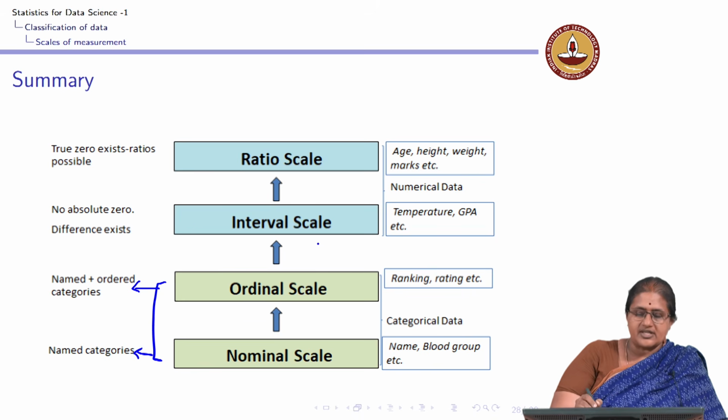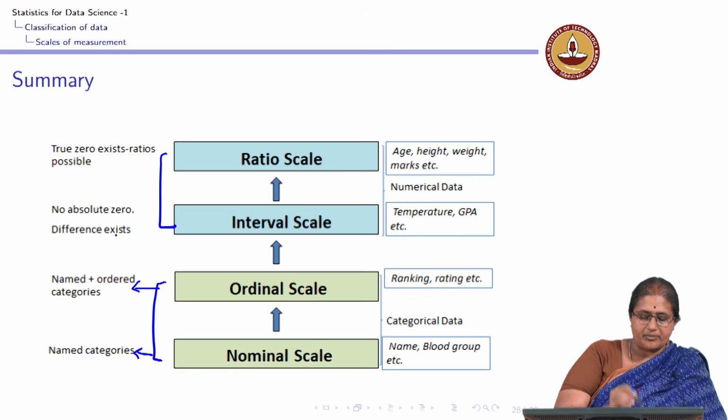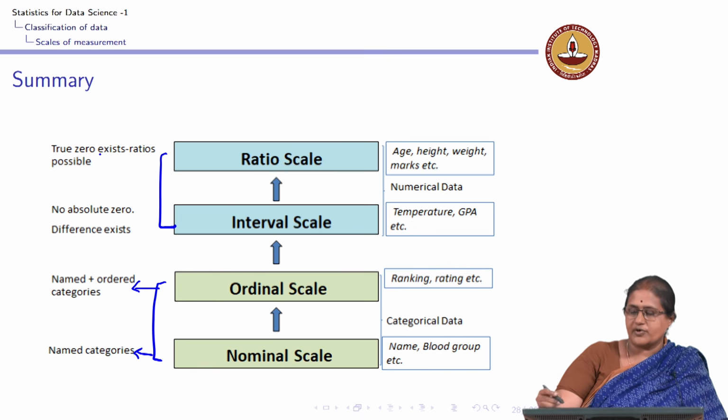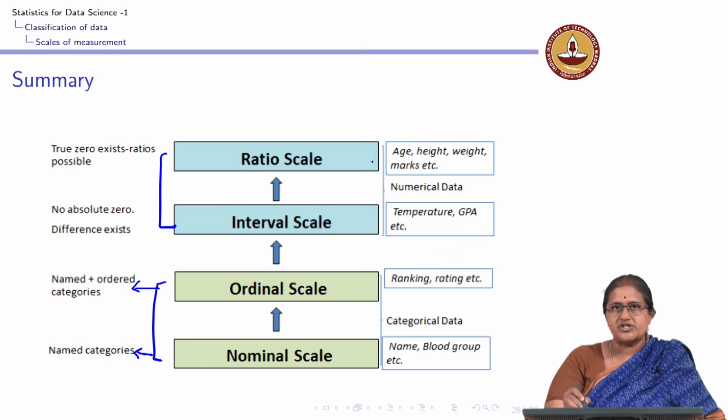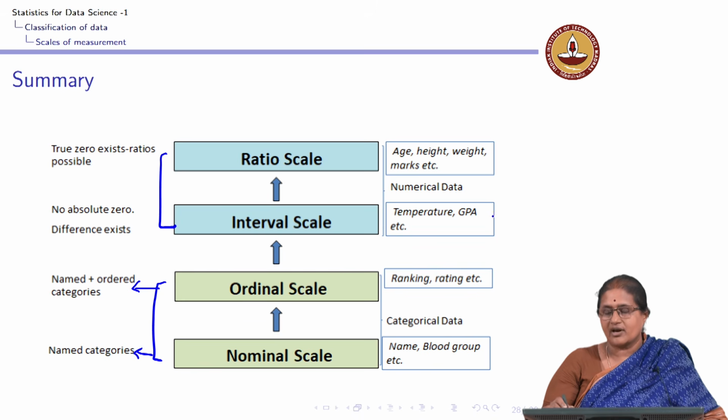Absolute zero does not exist for an interval scale. This is for numerical data or quantitative data. Absolute zero does not exist, but a proportional difference exists. I can have the mathematical operation of difference done here, and in the ratio scale, ratios are possible. All variables like age, height, weight, marks, etc. are variables which can be measured on a ratio scale. Temperature, grade point average, where a 4 GPA is not twice as good as a 2 GPA, can be measured on an interval scale.